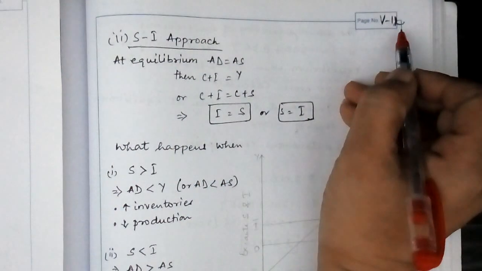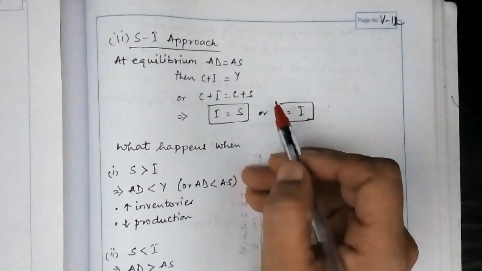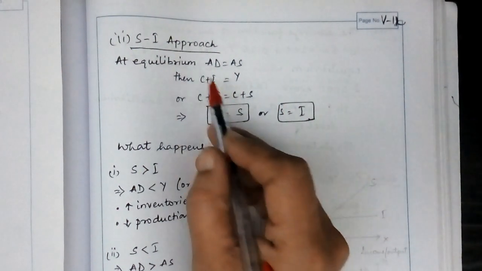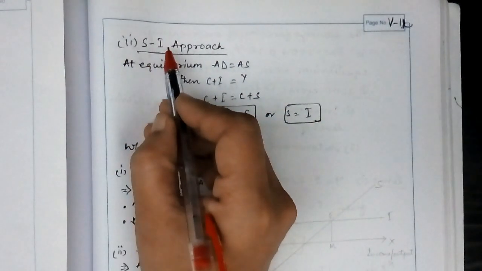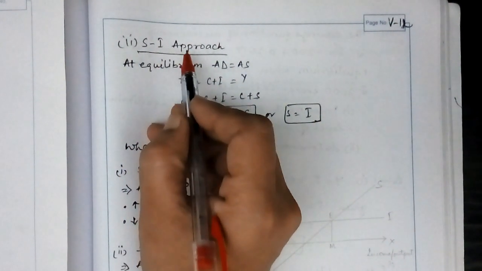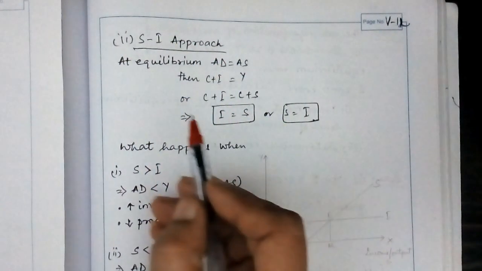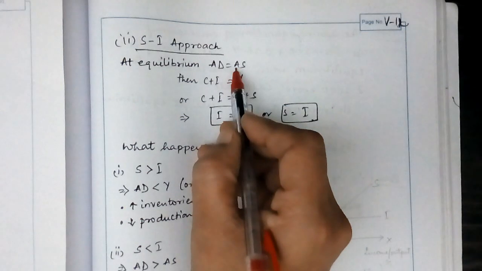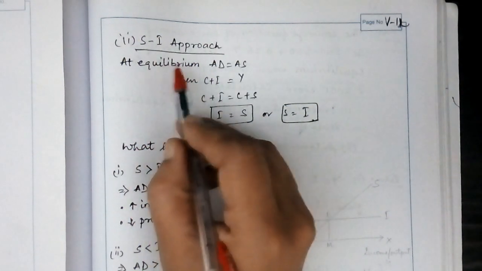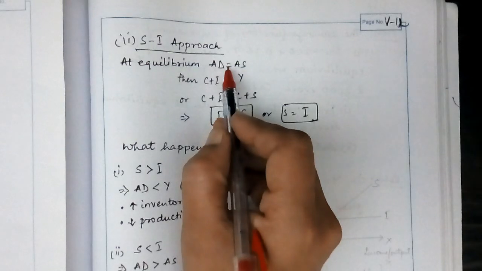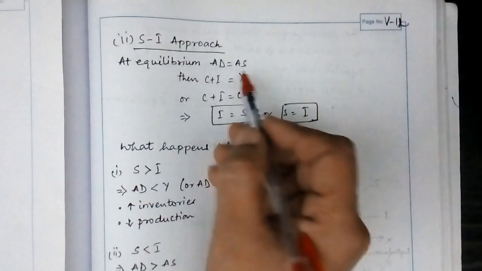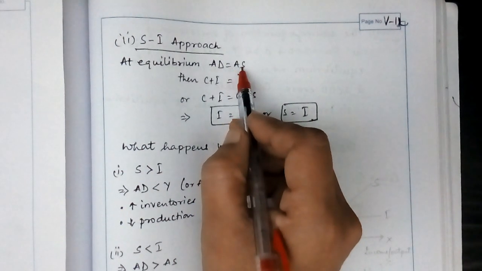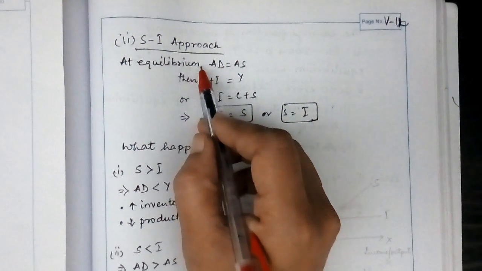In our video number 12, we are going to learn about the second approach to determine equilibrium output, the SI approach or savings investment approach. In the previous video, we learned the first approach called the AD-AS approach. There we learned that when an economy works at equilibrium, aggregate demand is equal to aggregate supply, or the other way round. When aggregate demand is equal to aggregate supply, the economy is said to be working at equilibrium.